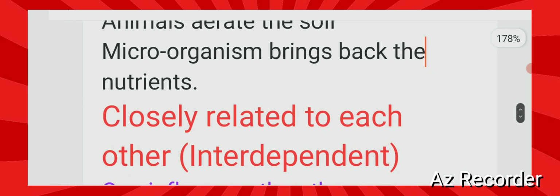And microorganisms bring back the nutrients. As I said, the rhizobium fixes the atmospheric nitrogen into absorbable nitrates and nitrites so that the leguminous plant absorbs it very easily. And there are some microorganisms which feed on the dead plants and animals and convert that into humus, which increases the soil fertility. It is nothing but nutrient recycling.